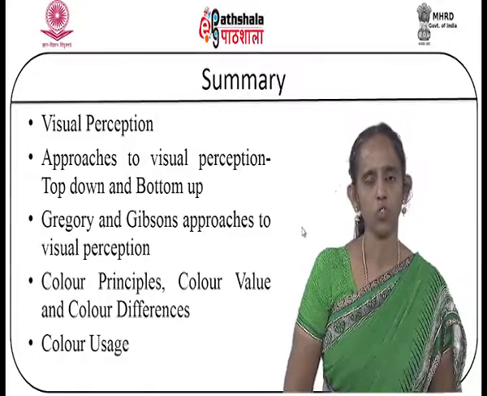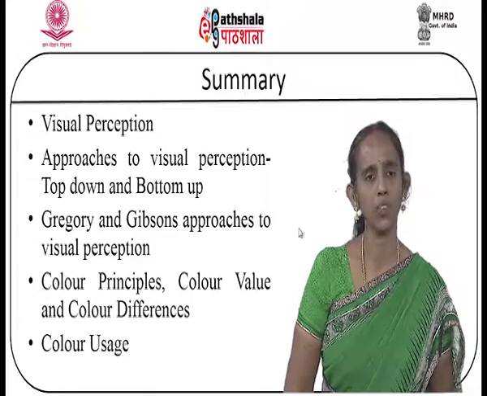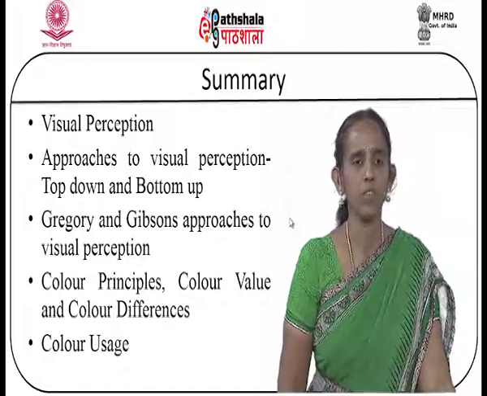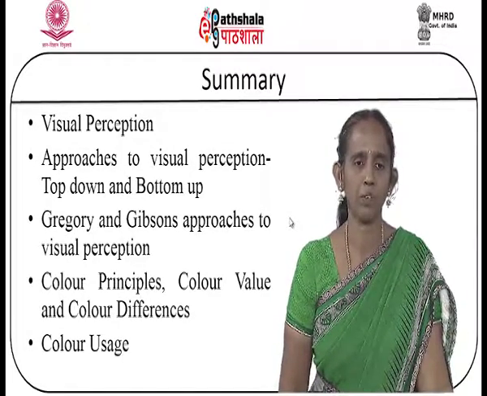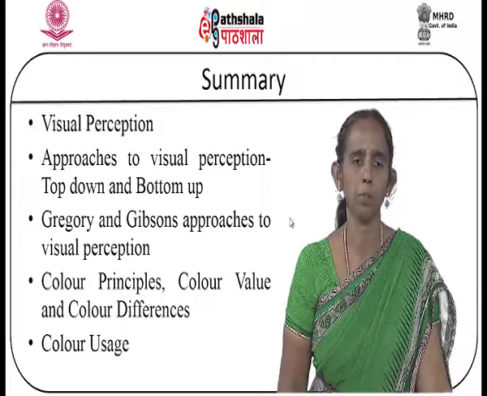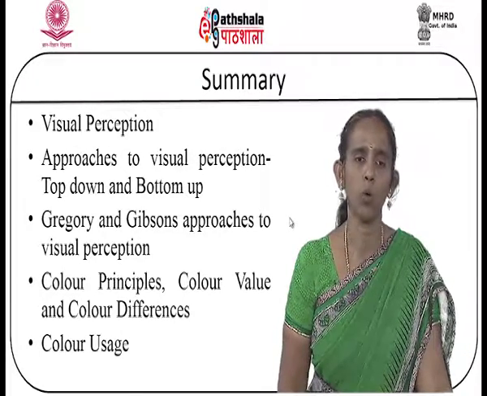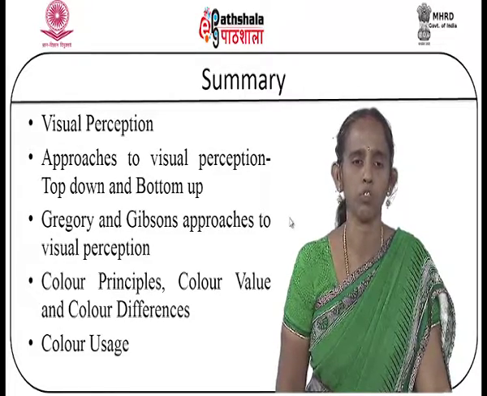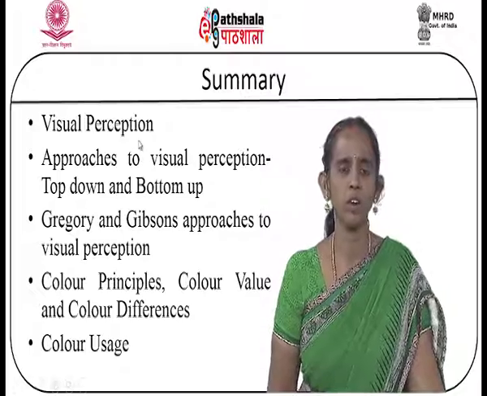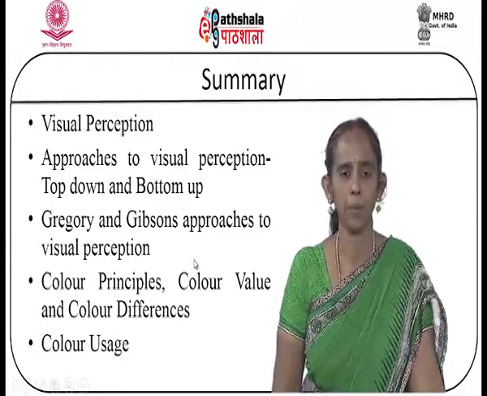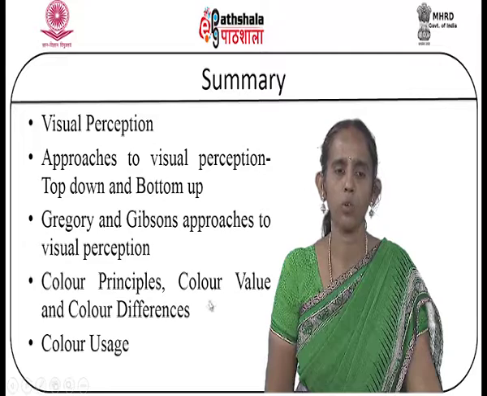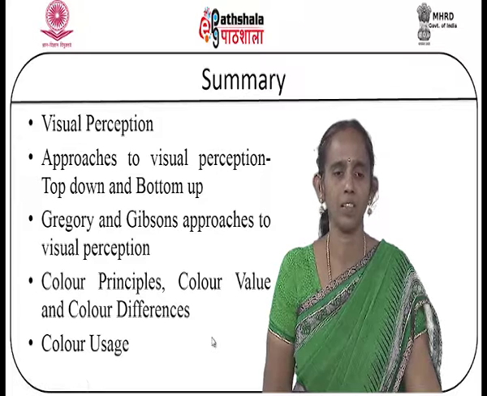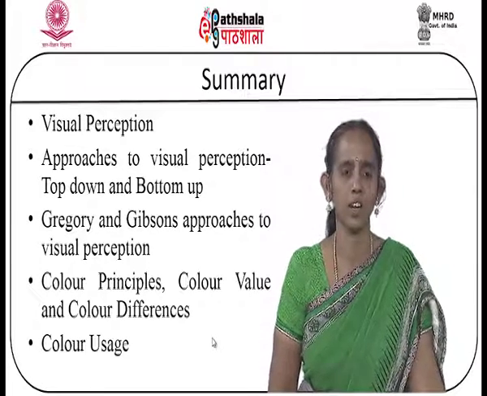So in summary, we can conclude that in today's module, we have looked at what visual perception is. We have looked at the various approaches to visual perception, namely the top-down and the bottom-up approach. We have also learnt what Gregory and Gibson have said about the top-down and bottom-up approaches to visual perception. We have also learnt what colors are, how colors can be represented, what a color value is, and what the various color differences are. And at the last, we have also looked at general color usage as such.